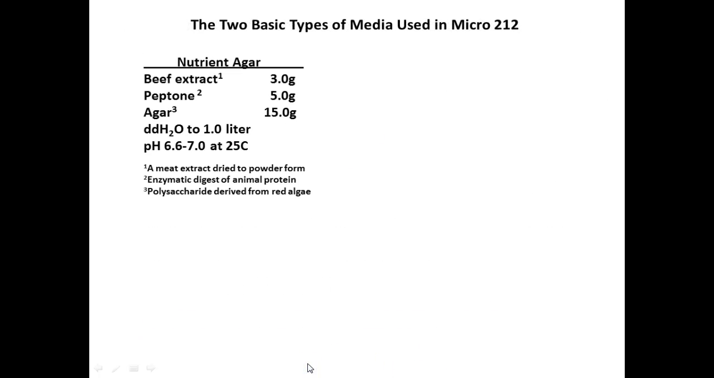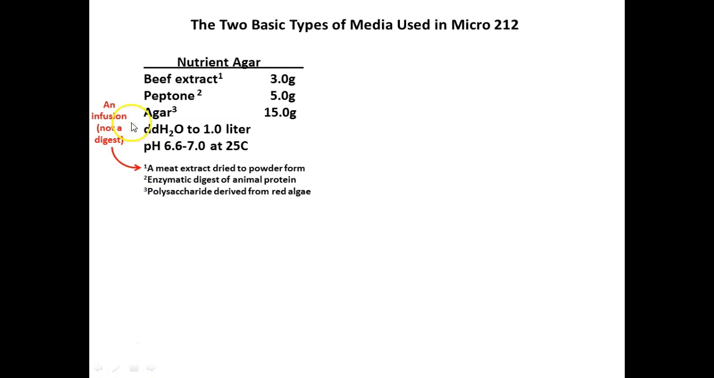So food. What kind of food do we give them? We use a lot of general purpose media in this lab. So beef extract. They like hamburgers just like we do. It's a very rich food source. It's got just about everything you need: protein, sugar, fats, you name it. They're animal cells from a cow in powdered form.